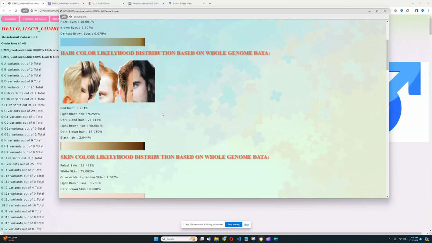For hair color, it looks like he has light brown hair. Actually, the second largest group he scores after light brown hair is dark blonde hair at 28% likelihood. So there is 40.5% likelihood of light brown hair, then 28% likelihood of dark blonde hair, then 17.9% likelihood of dark brown hair, and he definitely doesn't have black hair. There is 2.8% odds for black hair, and there's actually 9.2% odds for light blonde hair, which is absolutely crazy. So this person is very light. When you consider his ancestry being Southern European and Middle Eastern, this person is very, very light in color.